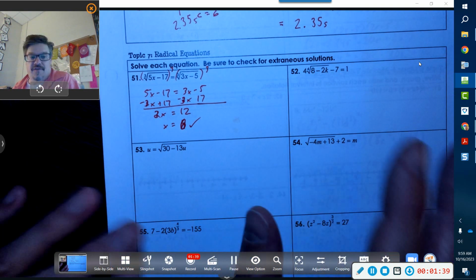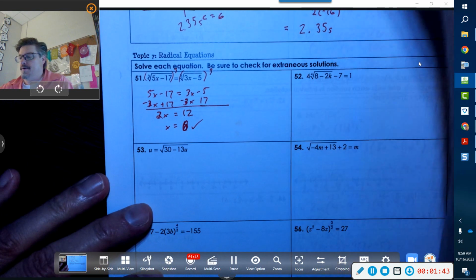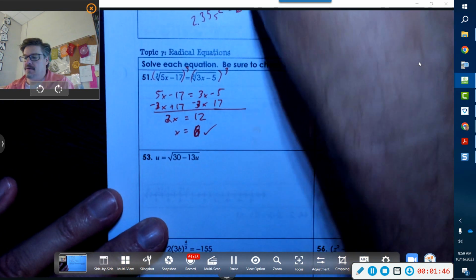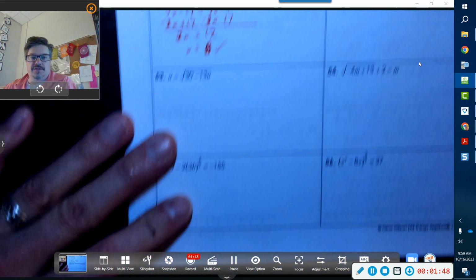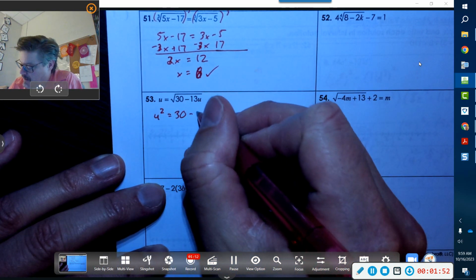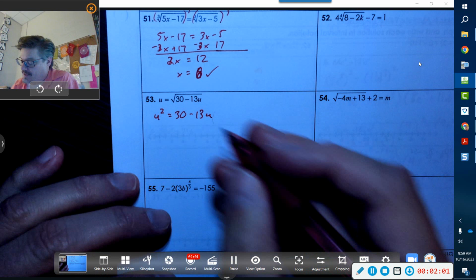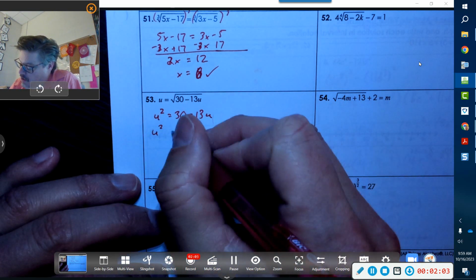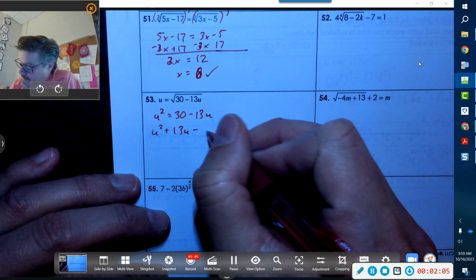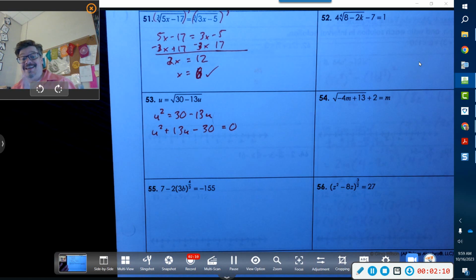Alright, 53. Now this is different because this guy has a radical, but he doesn't. Let's see if I can zoom in here. Great. What I'm going to do is square both sides. And in one step, I just turned this radical equation into a quadratic, like the quadratic equations in the last section. So we're going to move all these guys over to the other side, specifically so that it equals 0.